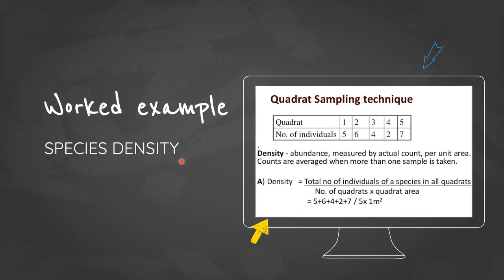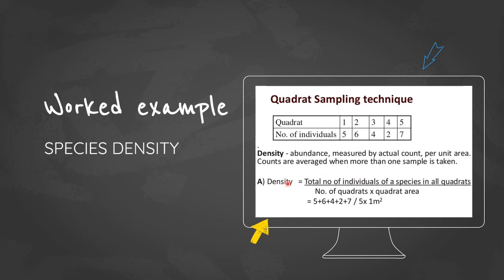So we're going to look at a worked example of species density. So we have the different quadrats that we threw, and we have the number of individuals found each time we threw the quadrat. So for example, in the first quadrat we had 5 individuals. In the third time we threw it, we had 4 individuals. And in the fifth time we threw it, we had 7 individuals.